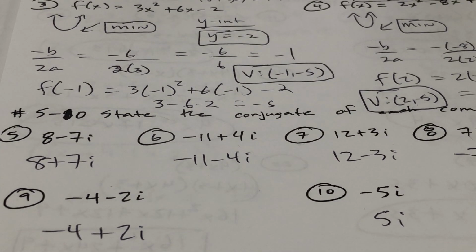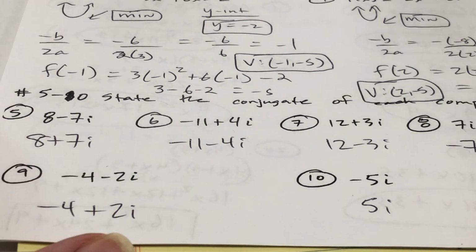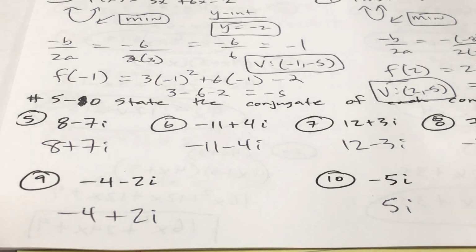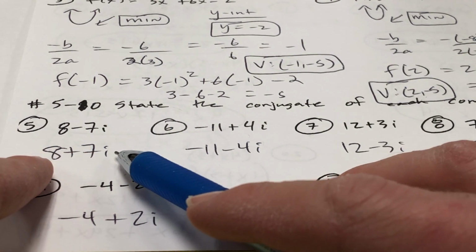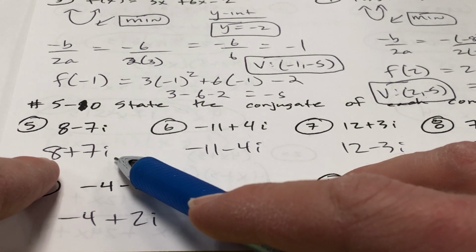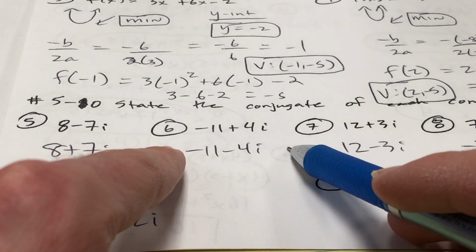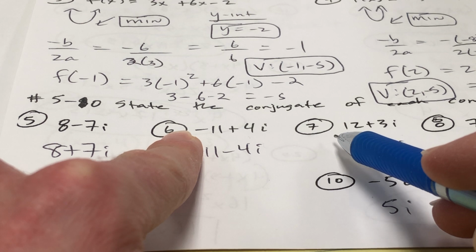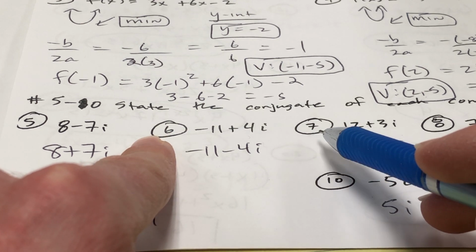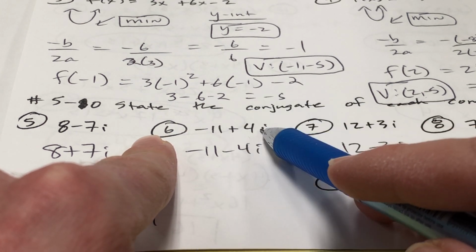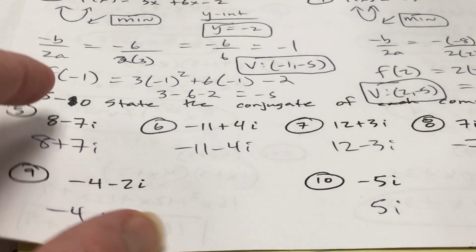I know they start our test review. Conjugate, folks, is the same 2 terms, just with the opposite sign in between. So the conjugate of 8 minus 7i would be 8 plus 7i. The conjugate of negative 11 plus 4i wouldn't be 11 minus 4i. It'd be negative 11 minus 4i. You have the same 2 terms, negative 11 and 4i, opposite sign.